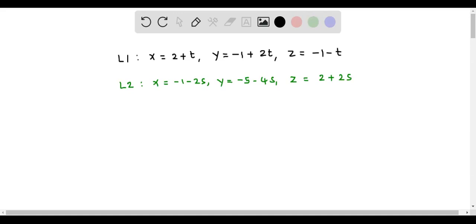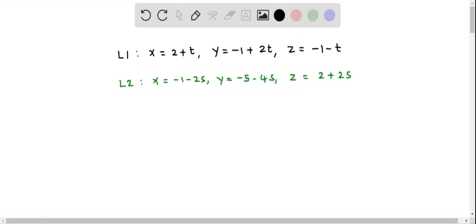We will now determine if the lines L1 and L2 are parallel, intersect, or skew. So first, we will determine if the lines L1 and L2 are parallel. So we consider the lines L1 and L2.